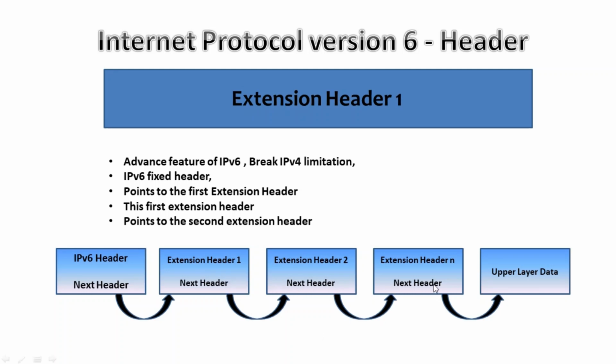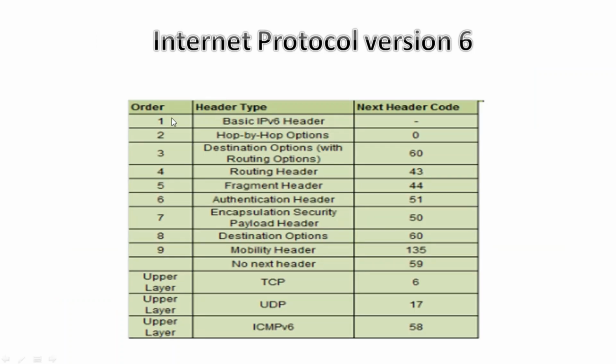An IPv6 packet may contain 0, 1 or more extension headers, but these should be present in their recommended order. Like on the screen, we can see the order, header type and the next header code. Order number 1 is the header type basic IPv6 header. It does not have any code. Hop by hop option has the code 0, then destination option code 60, routing header code 43, fragment header code 44, authentication header code 51, encapsulation security payload header code 50, destination option code 60, mobility header code 135, no next header code 59, TCP header code 6, UDP header code 17, and ICMPv6 header code is 58.